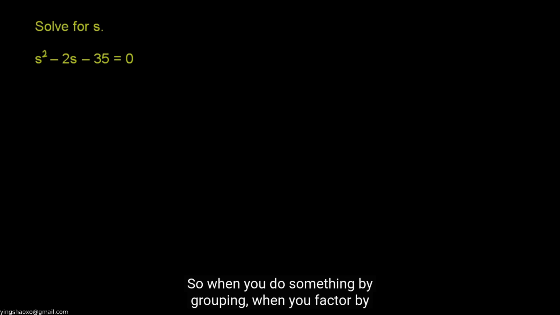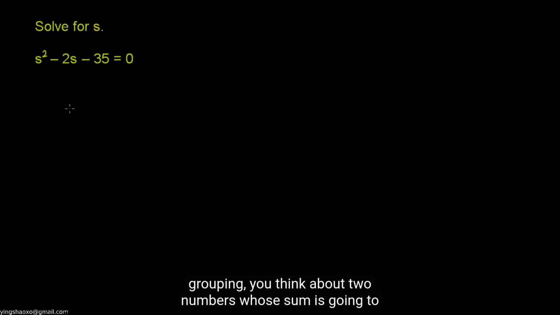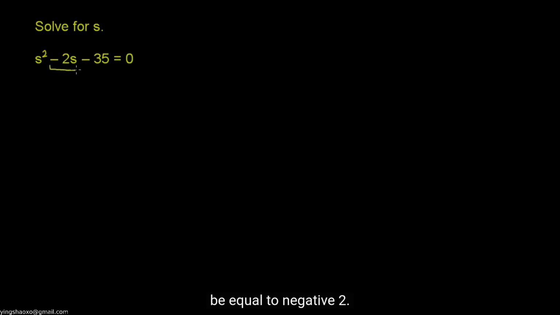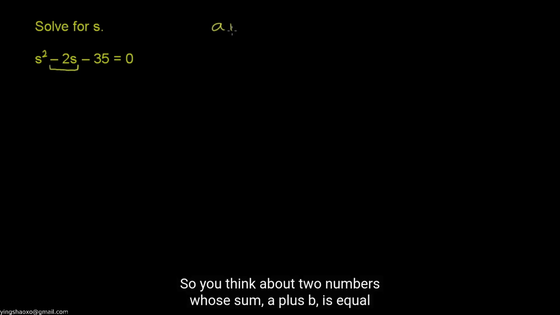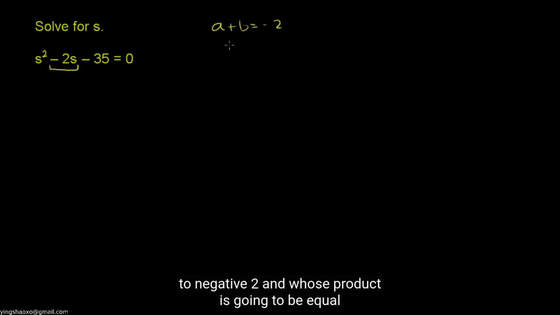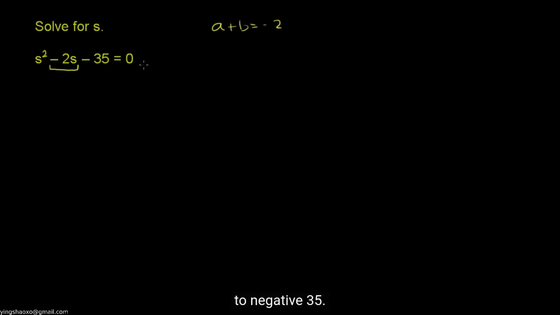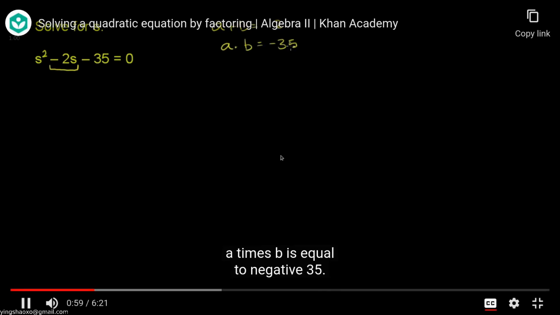So when you factor by grouping, you think about two numbers whose sum, a plus b, is equal to -2, and whose product, a times b, is equal to -35.